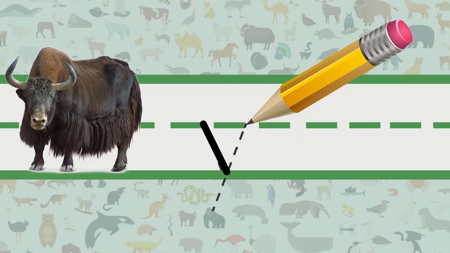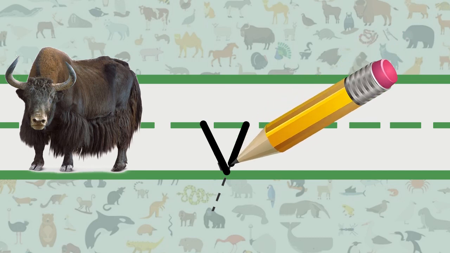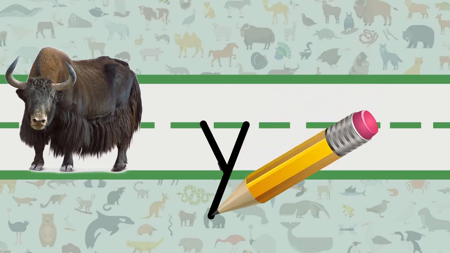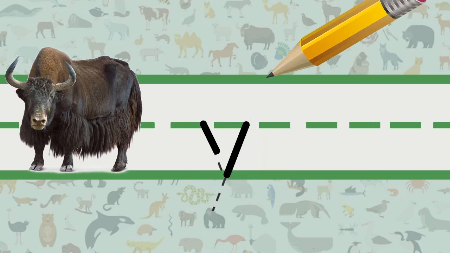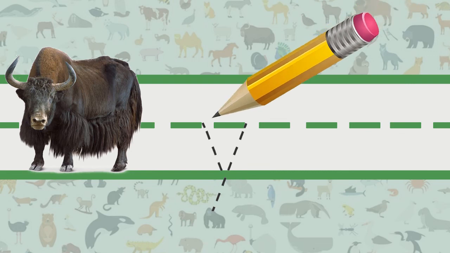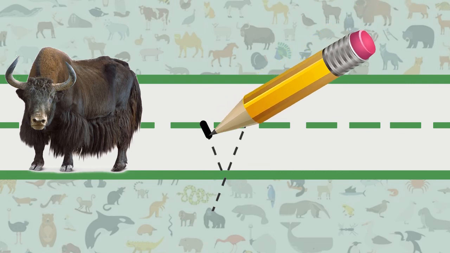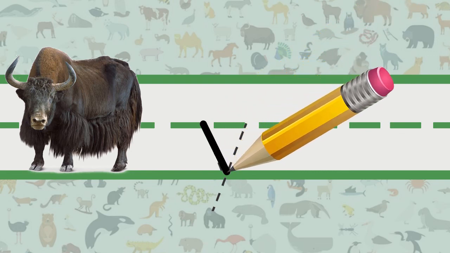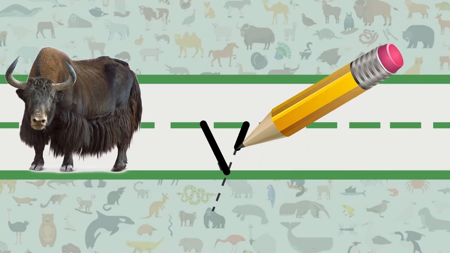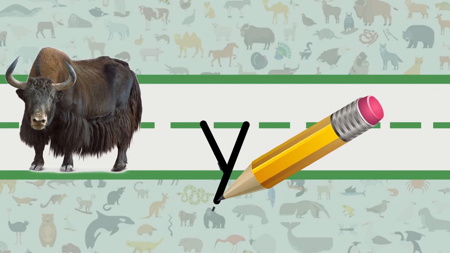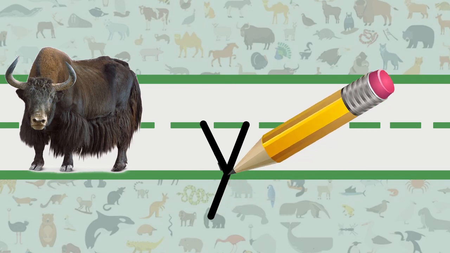Then go back to the middle and draw another diagonal line down below the bottom. Good job. Let's do that again. Start at the middle and draw a diagonal line down to the bottom. Then go back to the middle and draw another diagonal line down below the bottom.